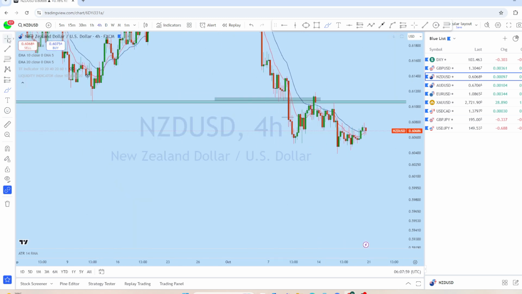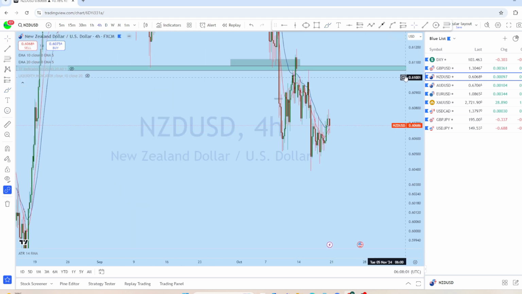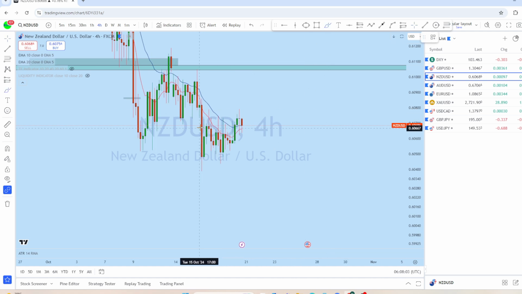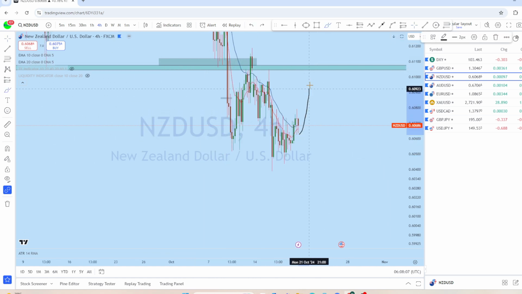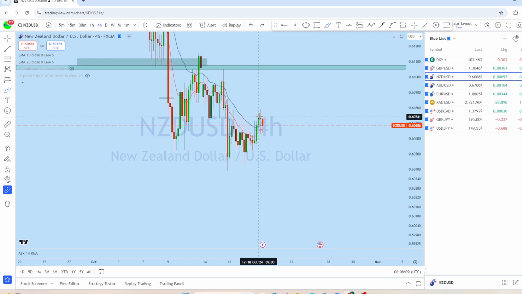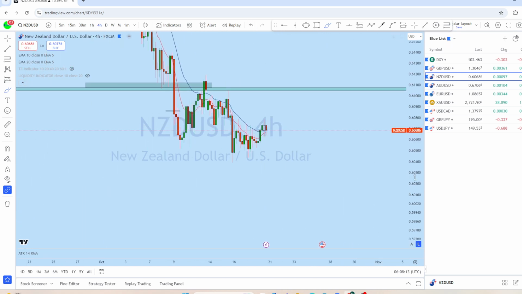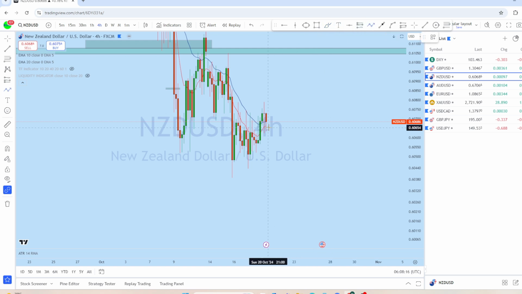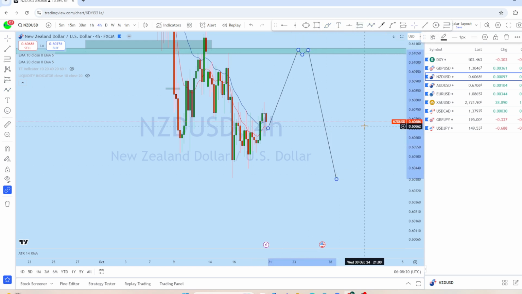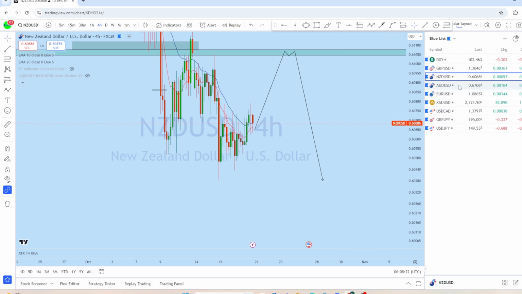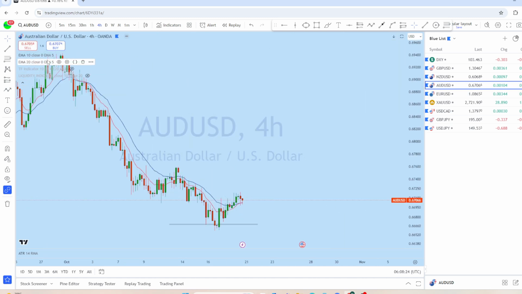Now from the 4-hour perspective on NZDUSD, we can see that there was a consolidation pattern here. It looks like we might see a short-term bounce here, as this market is overextended to the downside, and I expect NZDUSD to create a pattern to the upside initially to this liquidity zone before breaking down. Now let's look at AUDUSD.